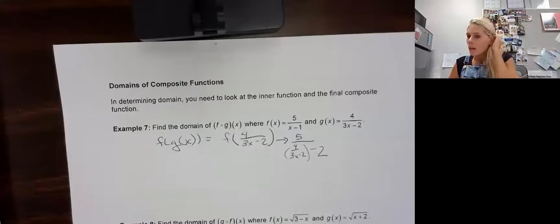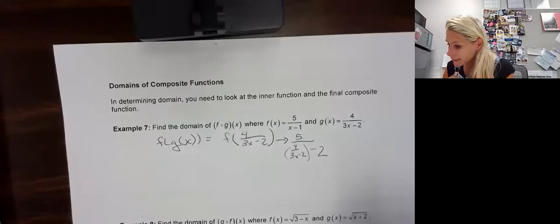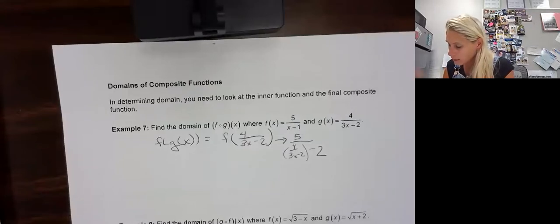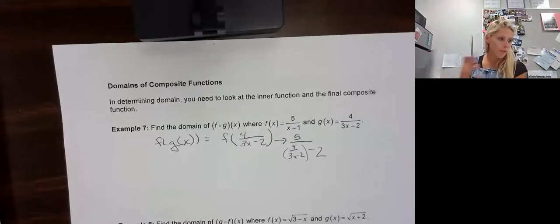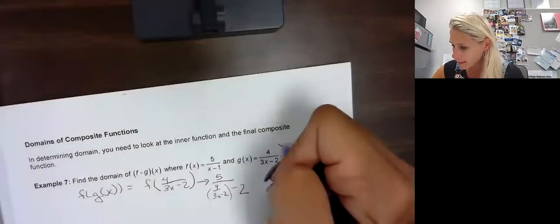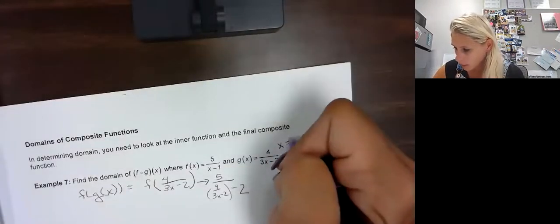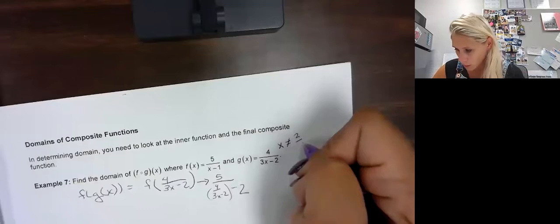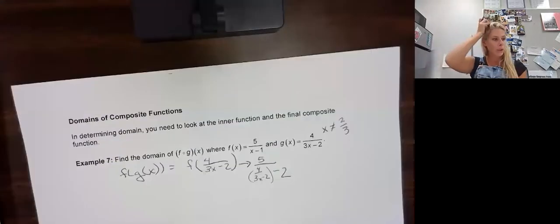Okay. This is getting a little complicated, so I'm wondering if we could do this another way. Well, first of all, let's talk about g of x right there. G of x, what can't the denominator be? Well, in g of x, x cannot equal 2/3. Okay, so that's one of the things we have to keep in mind.